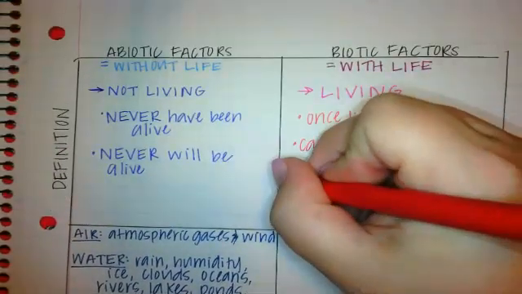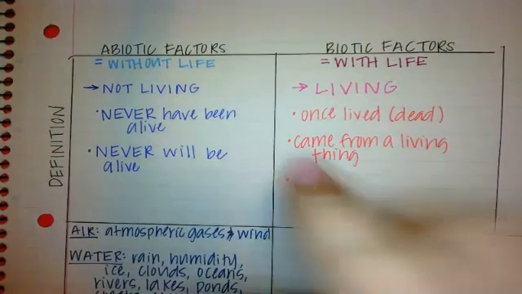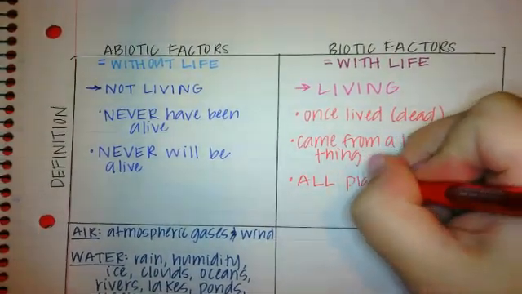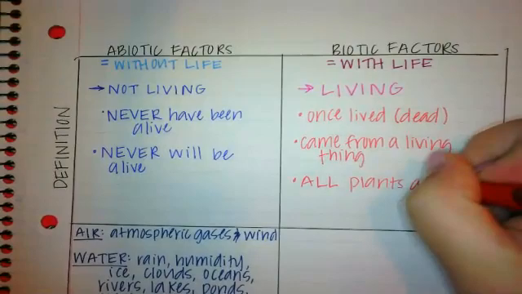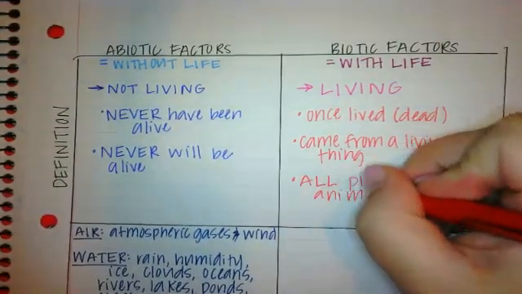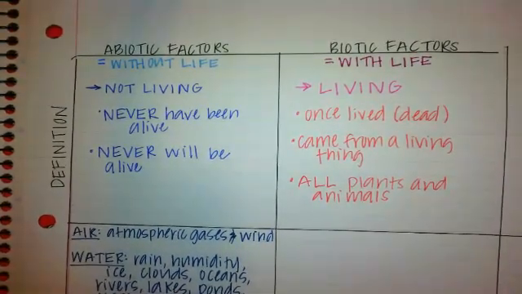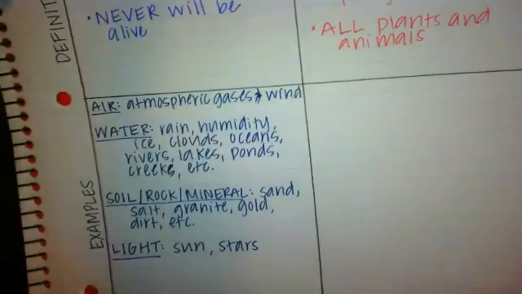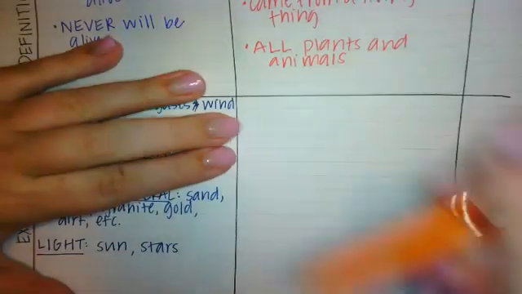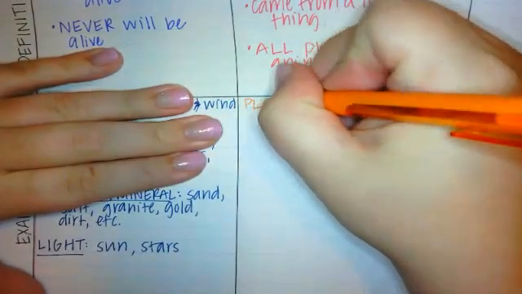Okay, and we're just going to go ahead and put this statement here to help clarify. This will include all plants and animals. All plants and animals. Okay, now we need to come to the bottom and do our examples. So again, we're going to break this down into categories. So my first category is going to be plants.